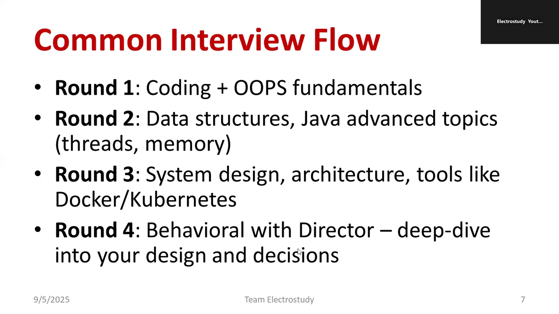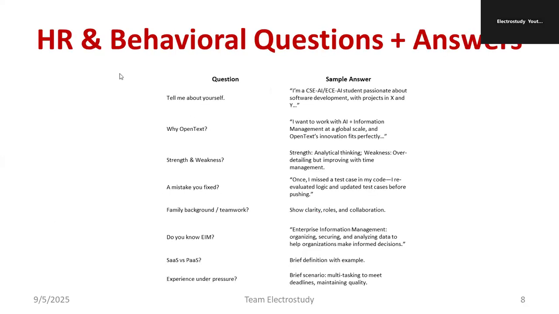Round 4 is the HR round, the behavioral round. In the HR round, you can expect questions like: tell me something about yourself. Why do you want to join this company? Strengths and weaknesses. A mistake you fixed. Family background and teamwork. Do you know what EAM is?